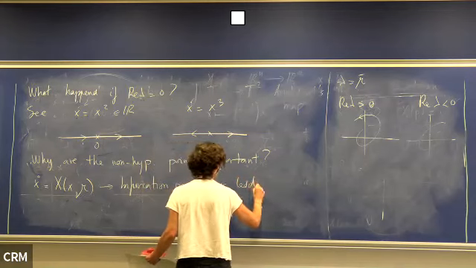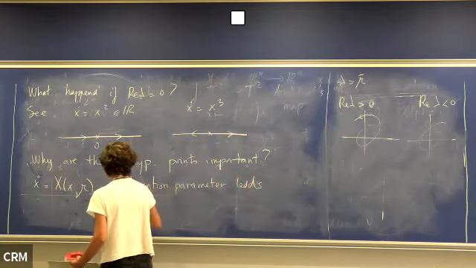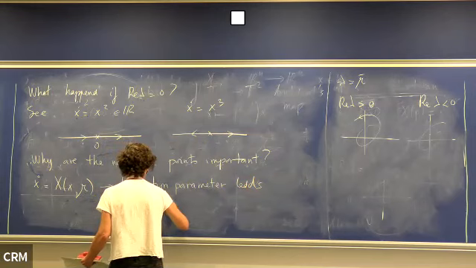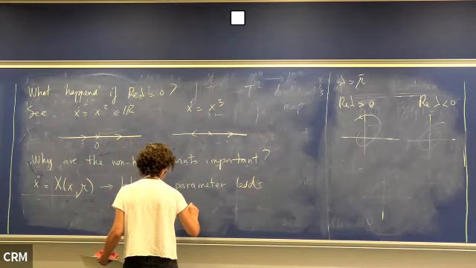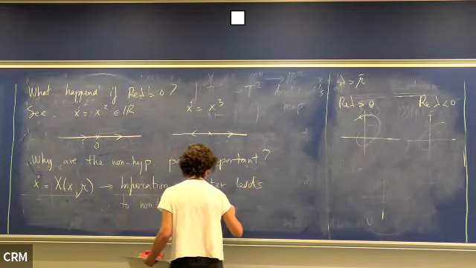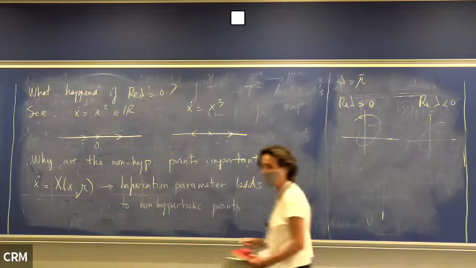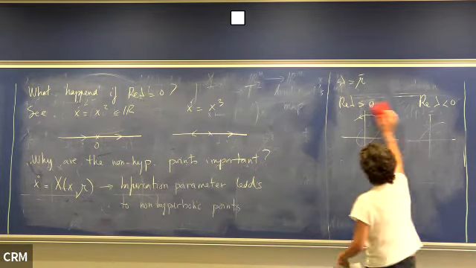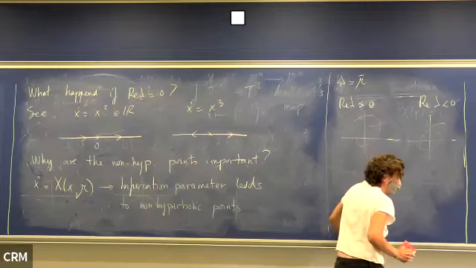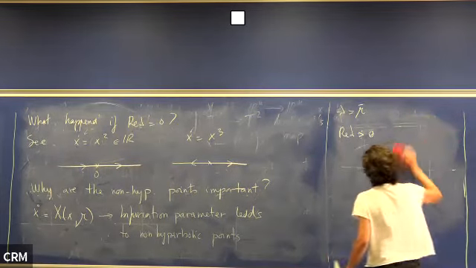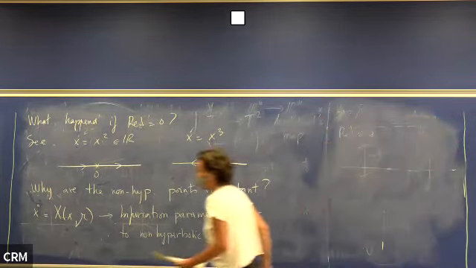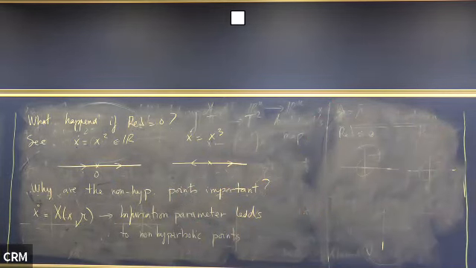That's non-hyperbolic, just to summarize. Yeah. Okay, so which are these bifurcations?